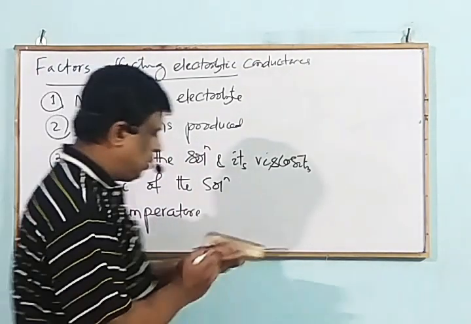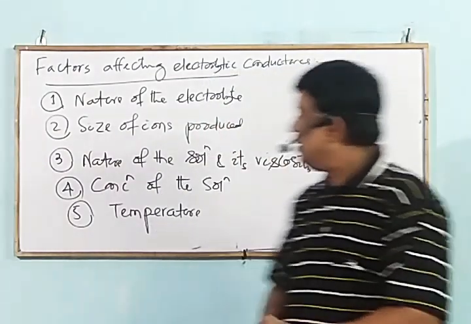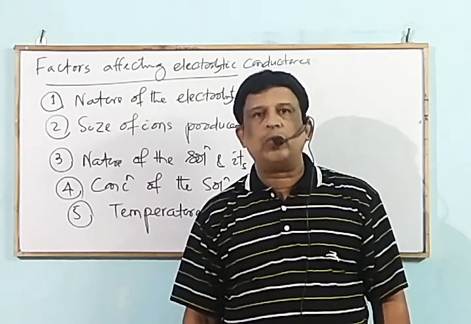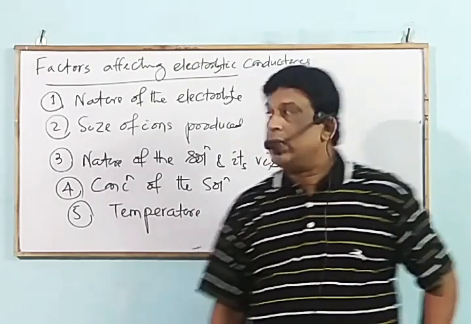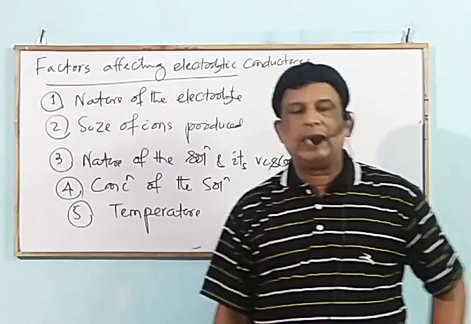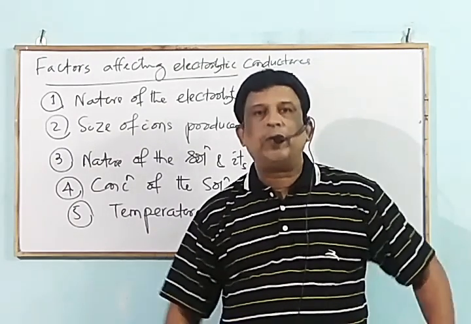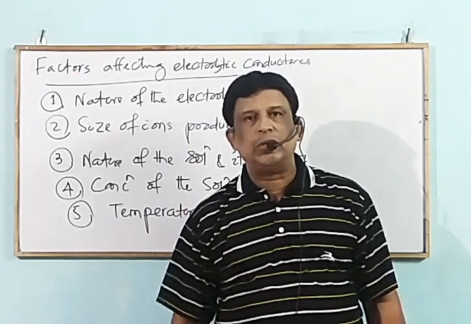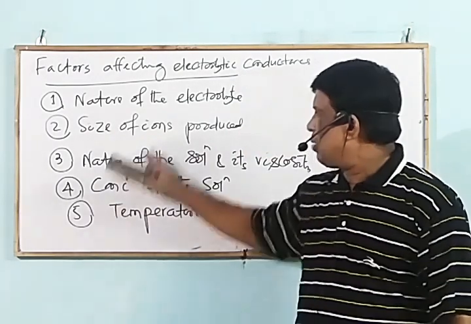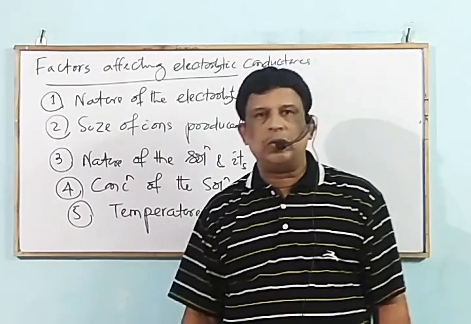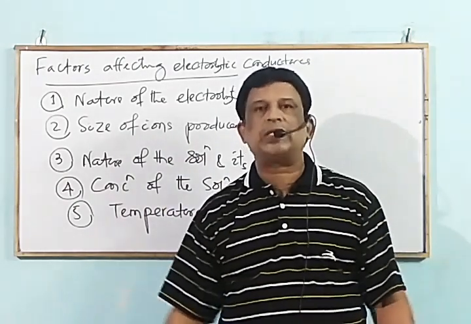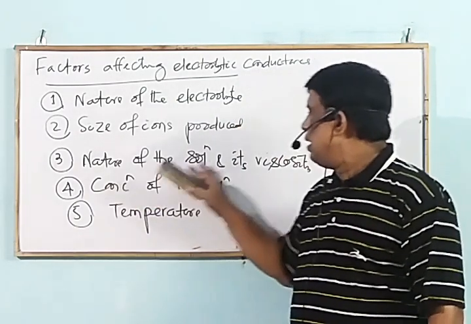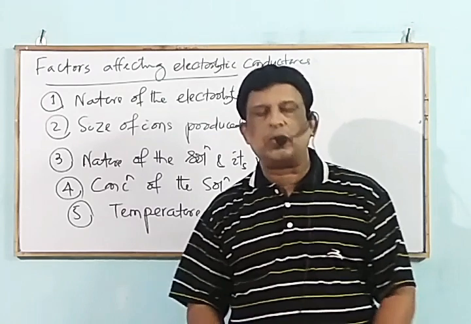Mark that. What is point 1? Point 1 is the nature of the electrolyte, meaning whether it is a strong electrolyte or a weak electrolyte. If it is a strong electrolyte, then the degree of conductance is higher in comparison to a weak electrolyte. Next one is the size of the ion produced. The larger the size of the ion, the slower is its conductivity.